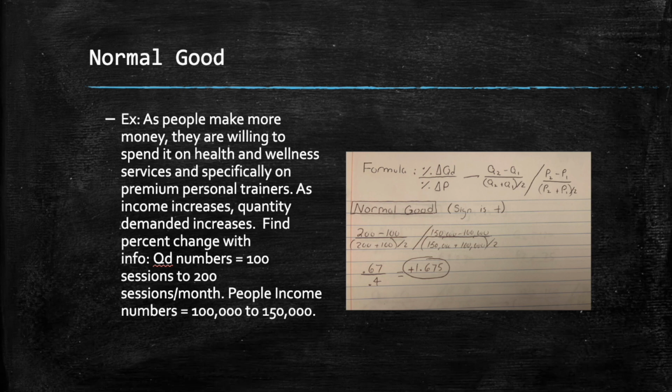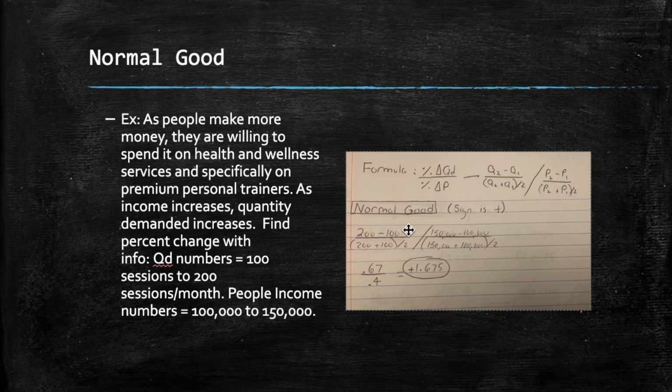So based on this information, let's look at the computations. We start out with the formula first. It's going to be the percentage change of quantity demanded, where the percentage change is delta, divided by the percentage change in price. And that breaks up into Q2 minus Q1 over Q2 plus Q1 divided by 2, all over P2 minus P1 over P2 plus P1 divided by 2. Let's look at how the numbers come into play. This is a normal good, right? The sign is going to be positive. If you have a positive sign, it's a normal good.